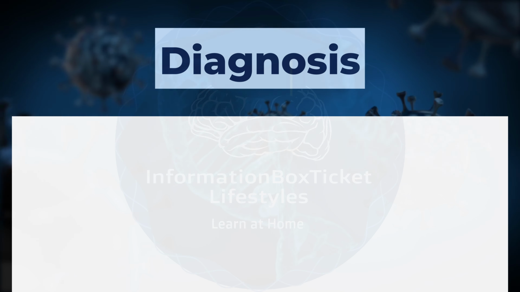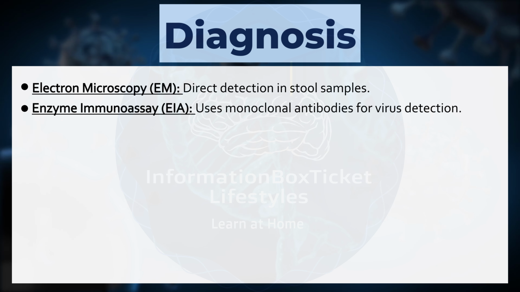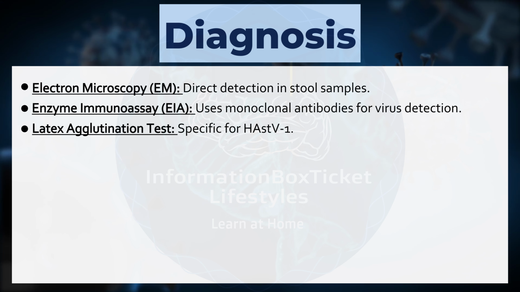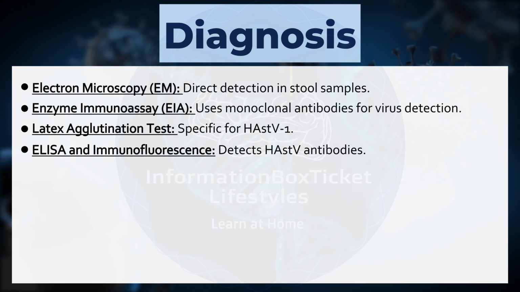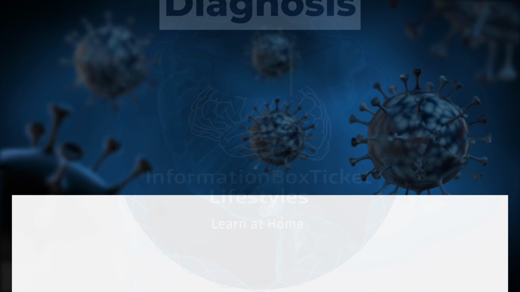Diagnosis. Electron microscopy, direct detection in stool samples. Enzyme immunoassay, uses monoclonal antibodies for virus detection. Latex agglutination test, specific for HAstV-1. ELISA and immunofluorescence, detects HAstV antibodies. Reverse transcription PCR, gold standard for genotyping and detection.